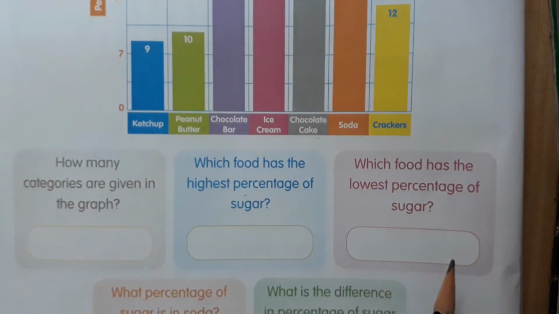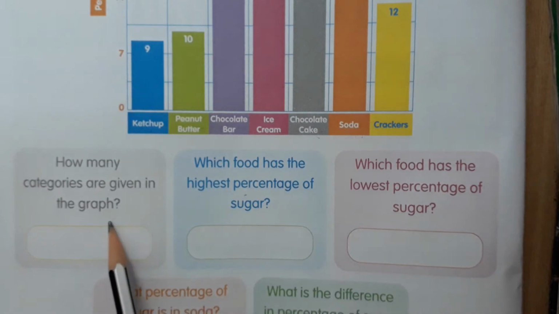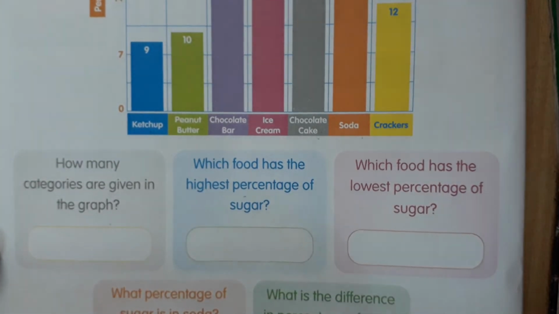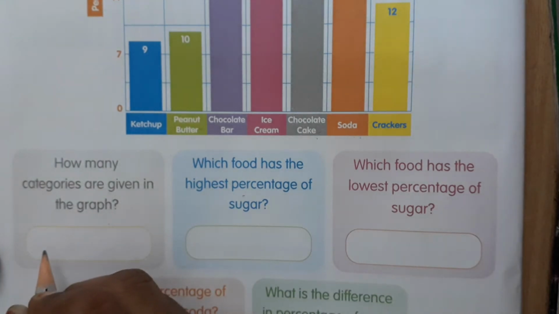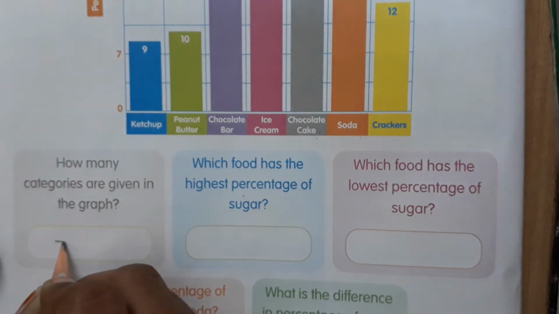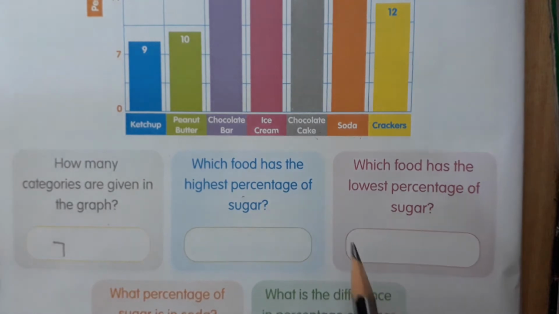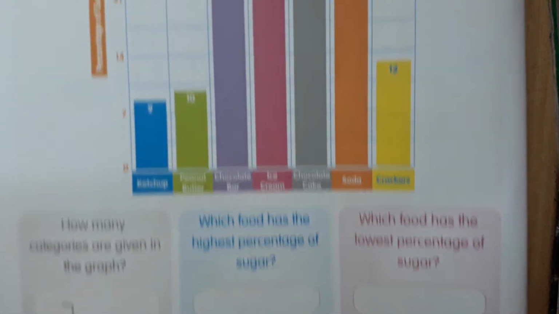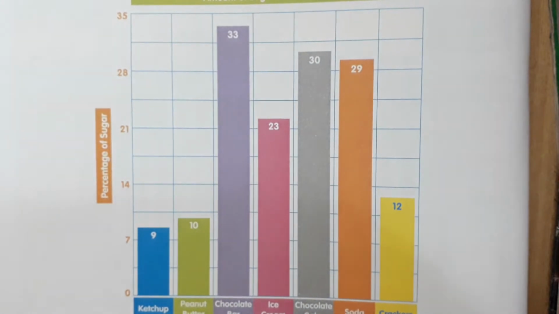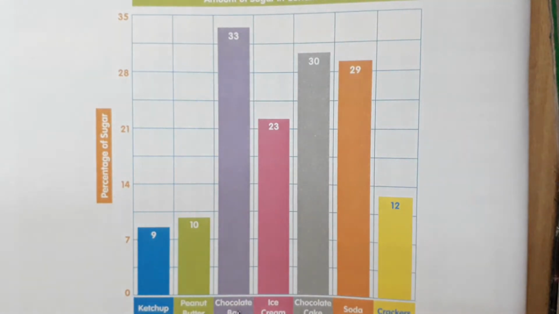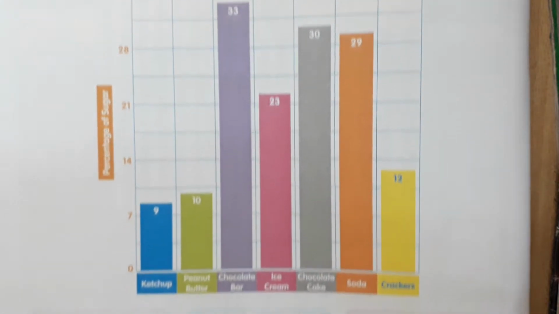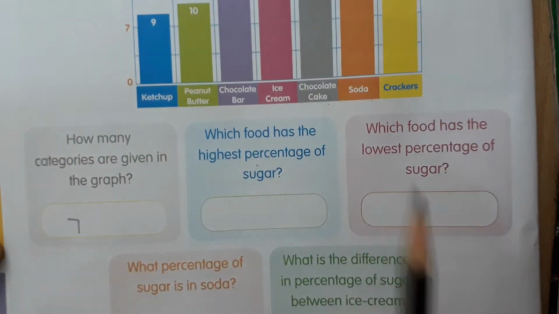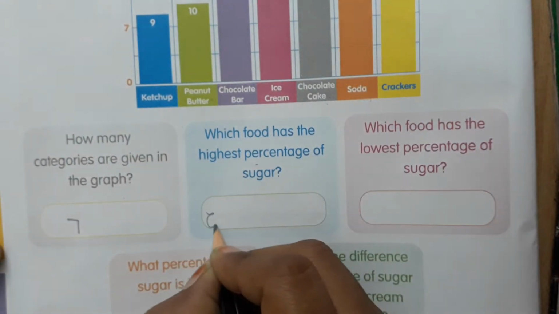How many categories are given in the graph? How many categories are given, children? Yes, 7 different types of foods are given. 7. Which food has the highest percentage of sugar? Which one? 33 is the highest. That is chocolate bar. Right? Chocolate bar.